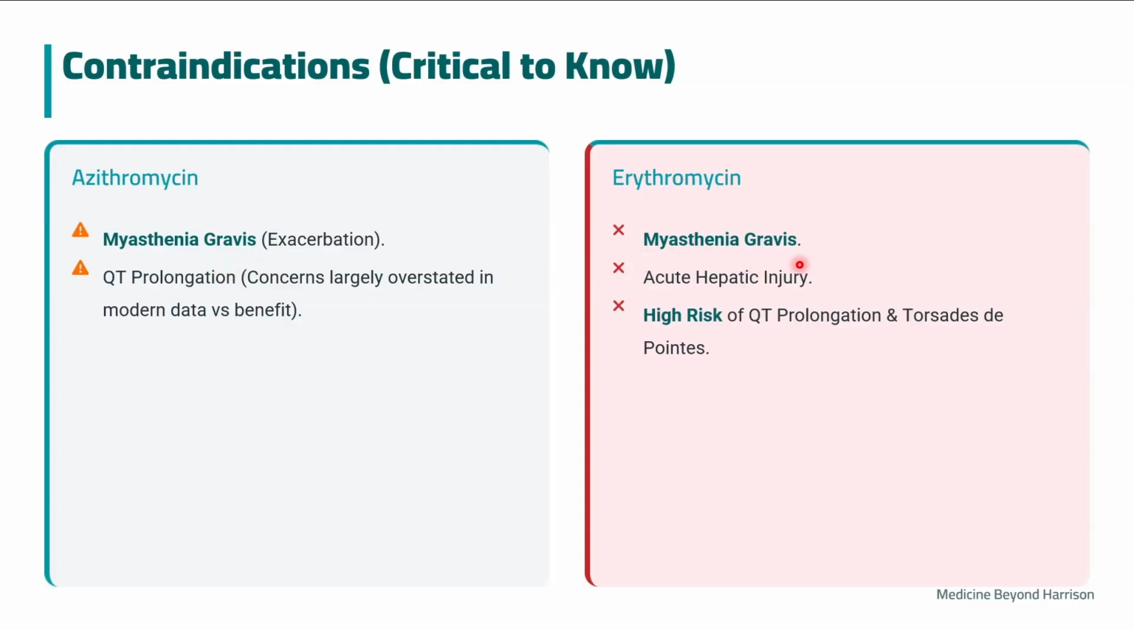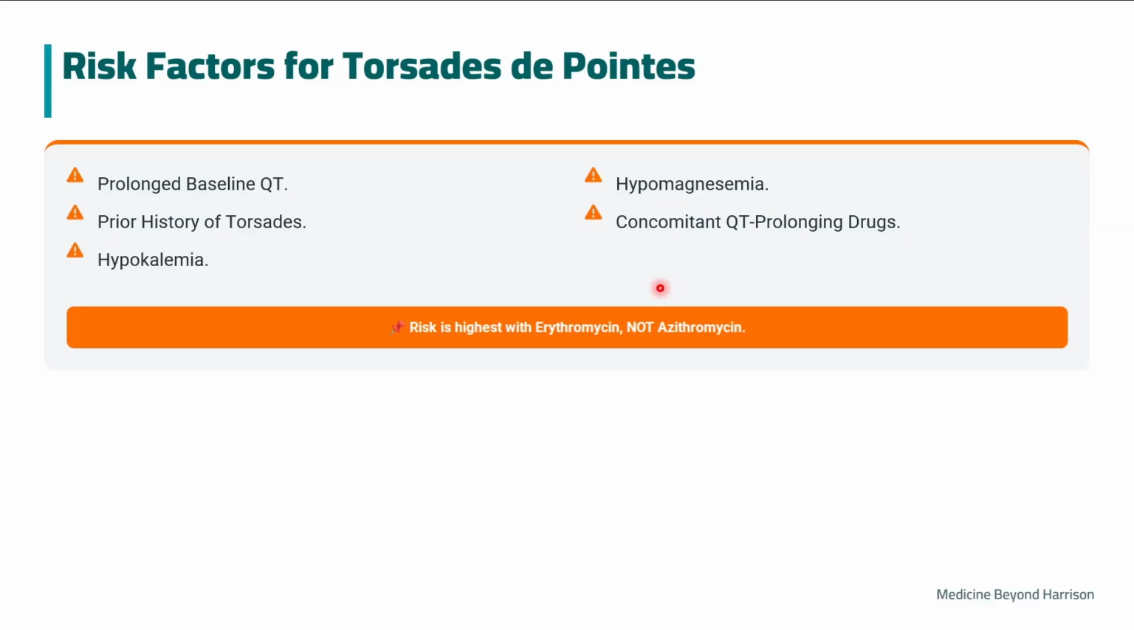Again, erythromycin, don't give in myasthenia gravis. There is high risk of QT prolongation, even torsades de pointes, and acute hepatic injury. Don't give erythromycin. The risk factors for torsades de pointes are prolonged baseline QT, prior history of torsades, hypokalemia, hypomagnesemia, and concomitant QT-prolonging drugs. The highest risk is with erythromycin and not azithromycin. Anyway, don't go for a macrolide antibiotic as a whole when you have QT prolongation.